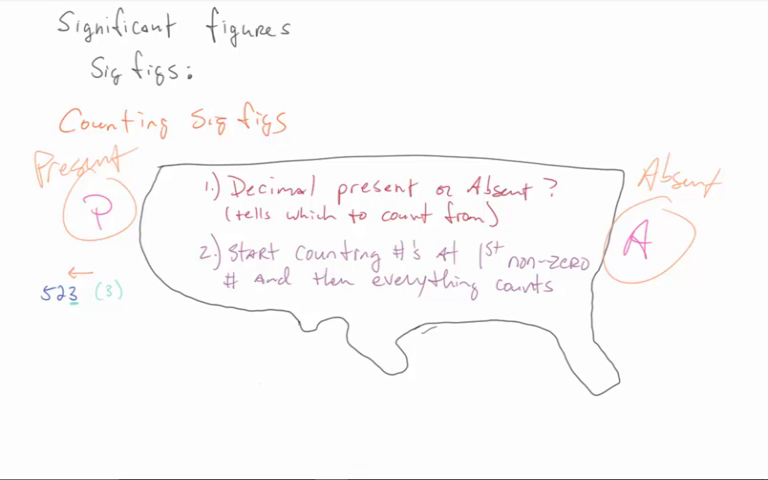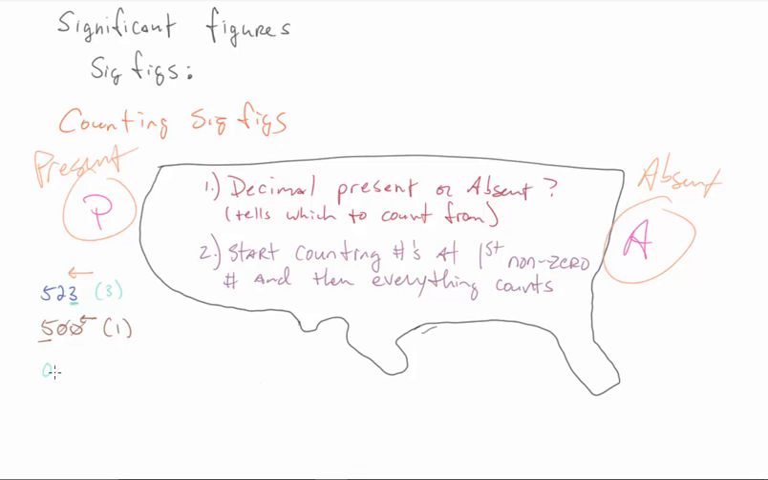The next number I will show you is 500. Decimal present or absent? It's absent. So again, I start counting from the right-hand side. I am not going to count the zeros; I'm going to count the 5. And so 500 actually only has one significant figure.